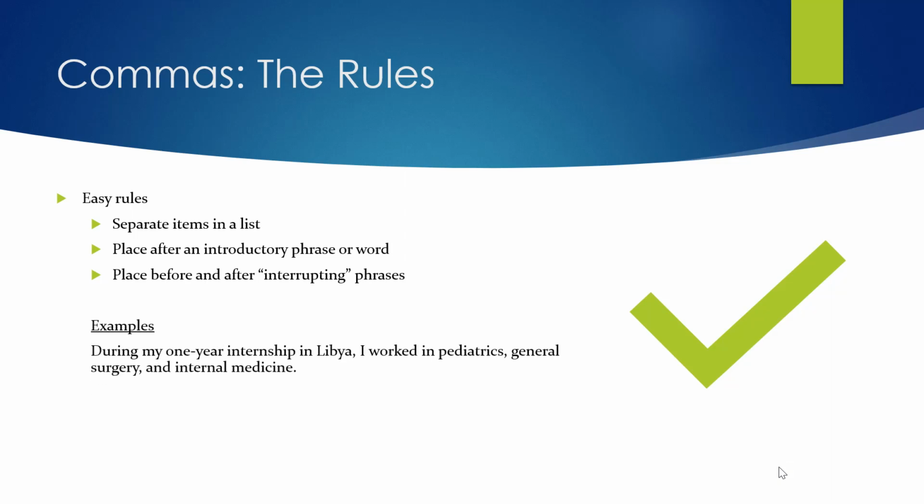The first example here hits on the first two bullet points. So the introductory phrase is "During my 1 year internship in Libya," comma, "I worked in pediatrics, general surgery, and internal medicine." So, in the last half of the sentence, we've got a list of three things, and each one of those items is followed by a comma.